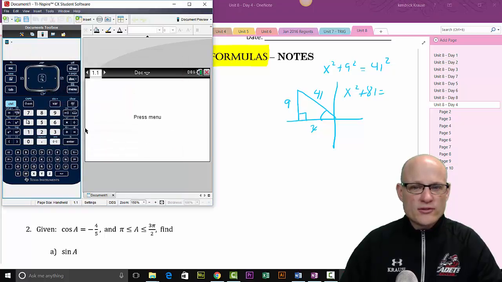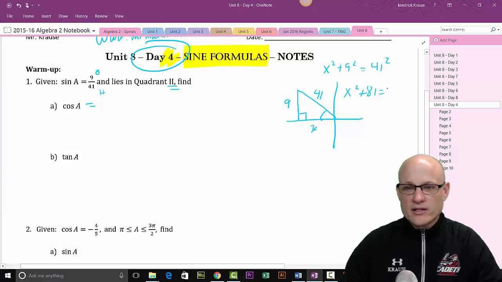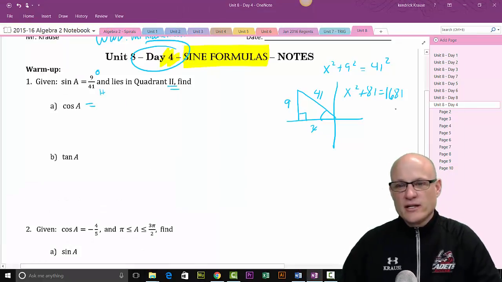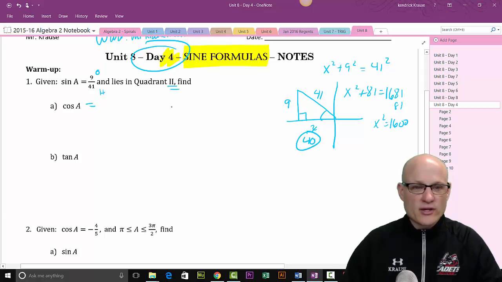Let's see, 41 squared, somewhere like 800, oops, I should probably go on the calculator. 41 squared, something like 881 or something like that. Oh, 1681, 881, what am I, crazy? So 1600 and, was it 1681? Then we'll subtract 81. So I get x squared equals 1600. So just as I suspected, x is 40. Let's take the square root of both sides.